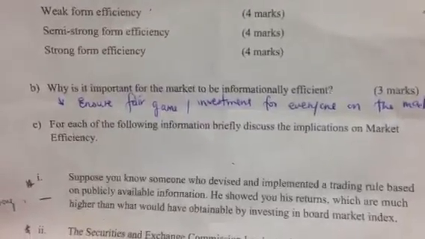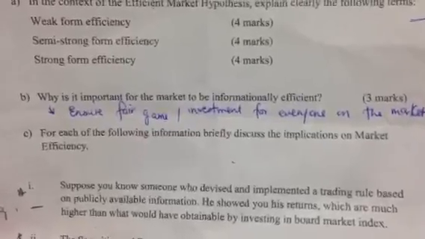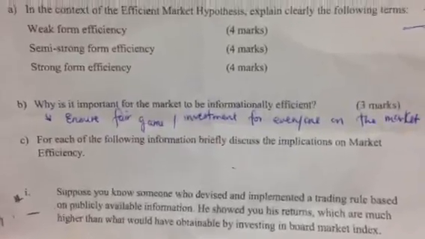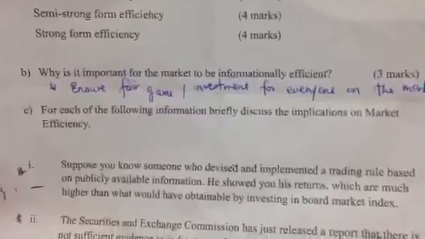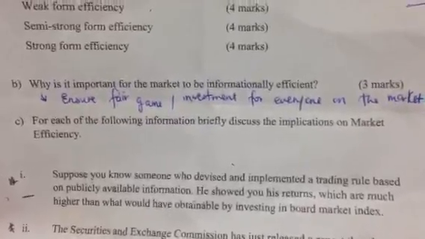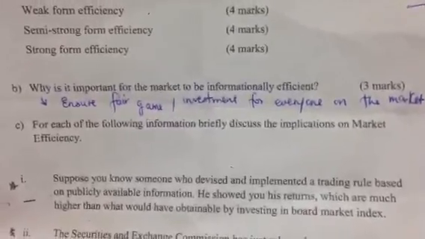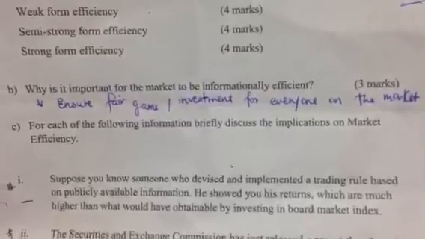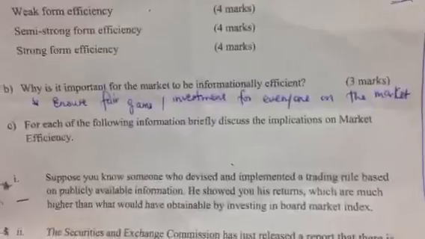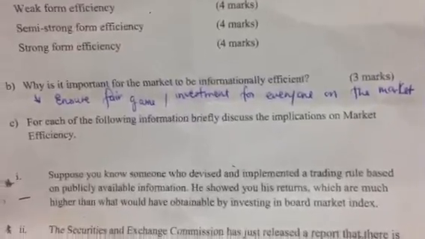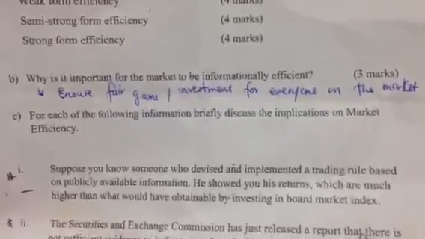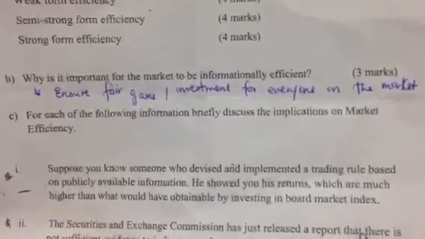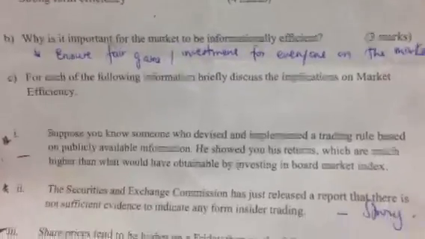Now B, why is it important for the market to be informationally efficient? The answer we have, which we deduced from exam feedback from last year, is that the market needs to be informationally efficient to ensure a fair game and investment for everyone on the market. That's the exact answer for that part. If you do it, you've got your 3 marks.